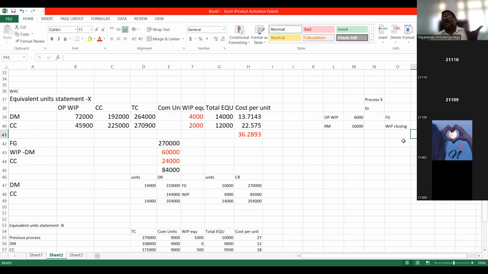Since there are opening and closing, we entered them, but there is no abnormal or normal loss information. So what we can do is basically just take the total of this, that is 22,000. And here also you put the 22,000, and the balance would be 18,000, which is the completed units. That's how you find out. Okay. 18,000 is the completed units in the process costing account, process X.